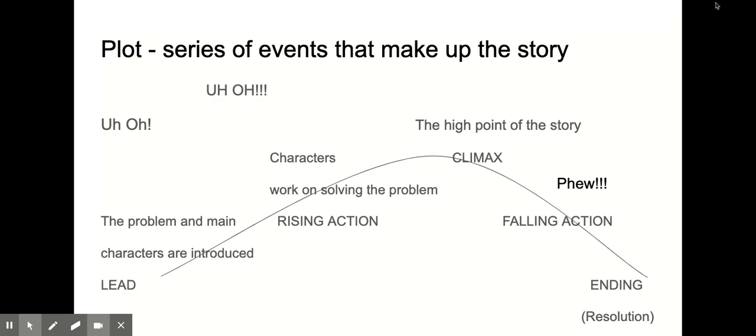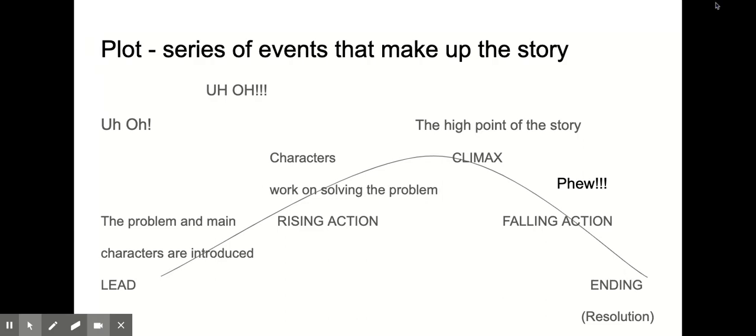After the climax, you're going to think about is phew. That's called the falling action, because that's when the problem is getting solved. At the end of the story, you're going to have the ending or your resolution. That is when you're going to conclude with your theme. What is the reader going to learn from your story?